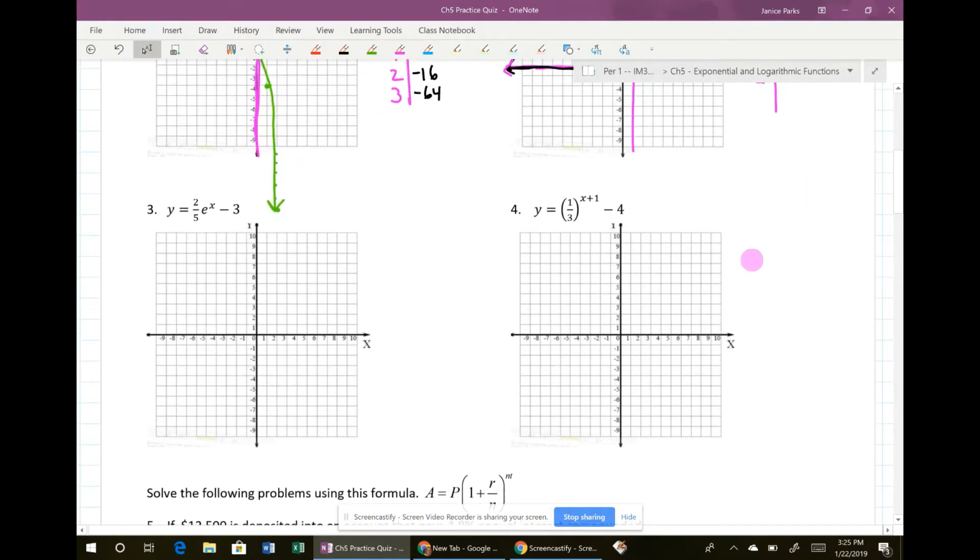Next, for the next graph, we have the HK is going to be 0, -3. And the reason it's not 3, 0 is because H is part of the exponent. And so since we don't have an exponent there, you don't have an H value, or the H value is 0. For the A value, it's 2/5. If you put that in a calculator, that's equal to 0.4. So you can do it that way.